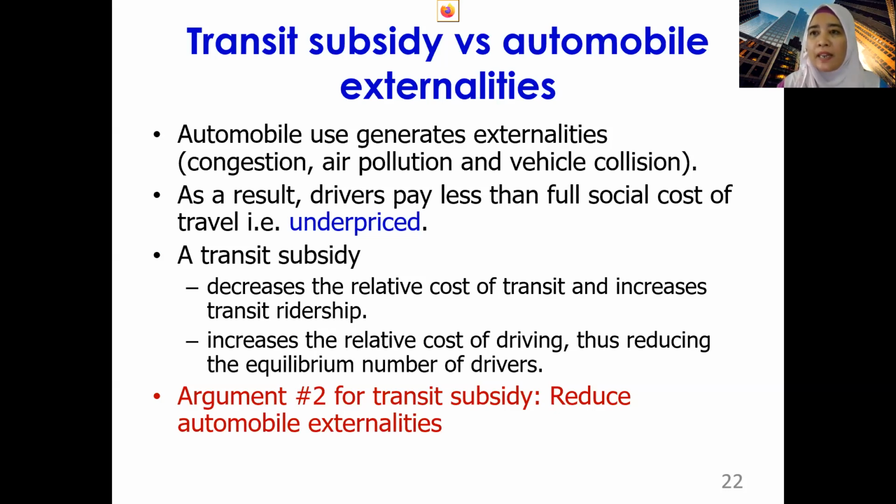People will be more inclined to take the mass transit when they compare the two costs. They say, oh, I can save my money by taking the mass transit rather than by taking my car. What will happen then? The equilibrium number of drivers will be reduced. So this is the second argument for transit subsidy, whereby transit subsidy can reduce automobile externalities.